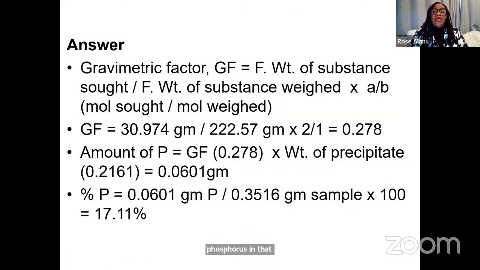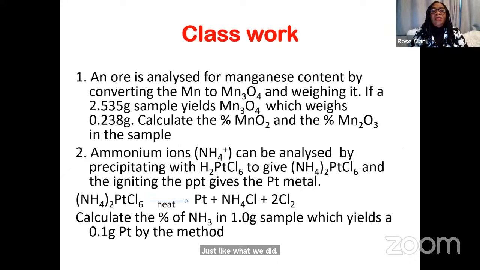There's an answer here also for you. Get your gravimetric factor, just like what we did in the first example. You just do the calculation. So I have some more classwork here for you.